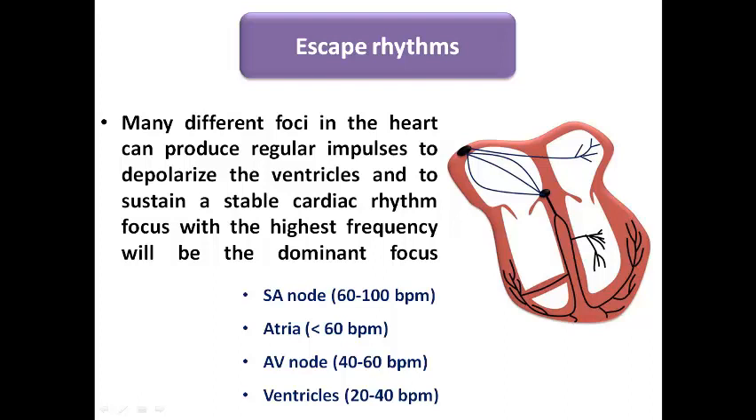For example, as we know, the SA node has the highest rate of a pacemaker, and that's why it is the normal or dominant pacemaker of the heart, as its heart rate is usually 60 to 100 beats per minute. But atria can act as escape foci, causing an atrial escape rhythm, but it is below 60. The AV node also can act as an escape focus that can pace the ventricles at a heart rate of 40 to 60 beats per minute, and the ventricles are the slowest foci that can pace the ventricles at a rate of 20 to 40, which is called idioventricular rhythm.